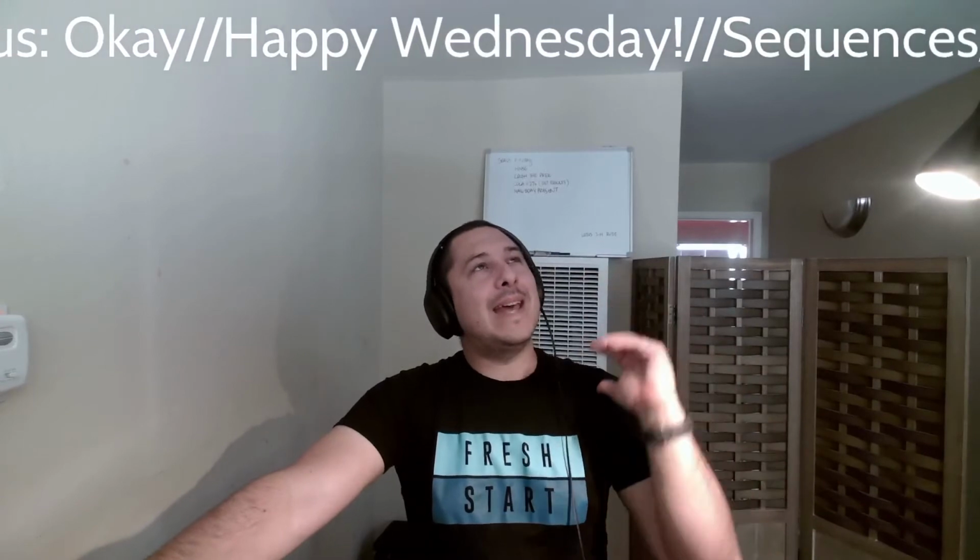So last time we talked about sequences. Remember that a sequence is just a list of numbers, and we talked about taking the limit of that sequence. Now, if the limit exists, we say that that sequence converges to that number.